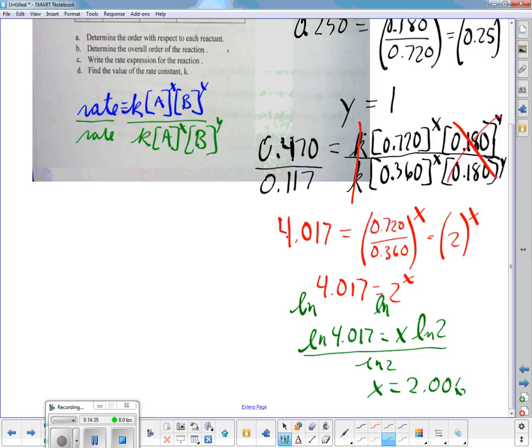2.006. So basically 2. If we wanted to, we could round up because we have 3 sig figs. So we could say x is 2.01. Okay, now we're done. We have determined the order with respect to each element.